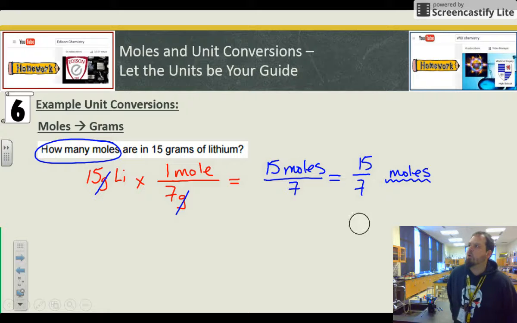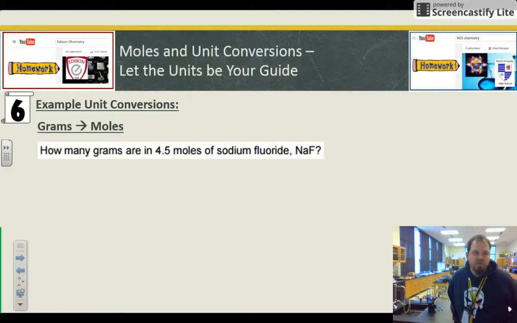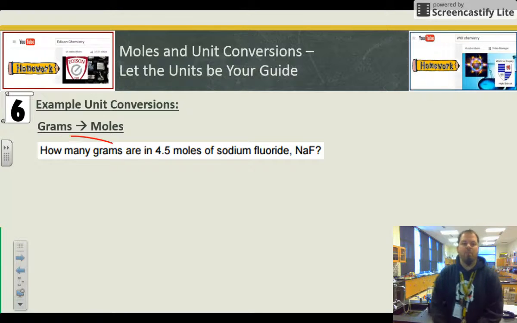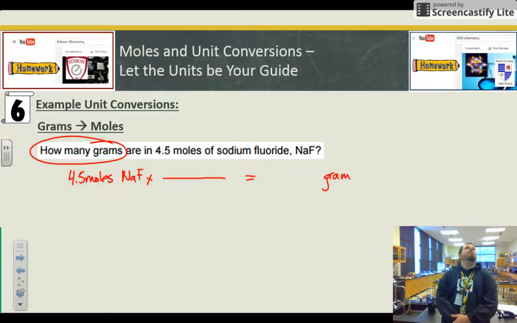So let's erase that. We got one more with liters. Or a couple, 2, 3 more. So how many grams are in 4.5 moles? So now I'm going to start with moles, because that's what I'm given. And of course, we need to find the gram formula mass first. In this case, that's a little bit more complicated because I got Na and I got F. And I know that Na weighs 23. And I know that fluorine weighs 19. So it's going to be 23 plus 19 is 42 grams in 1 mole.